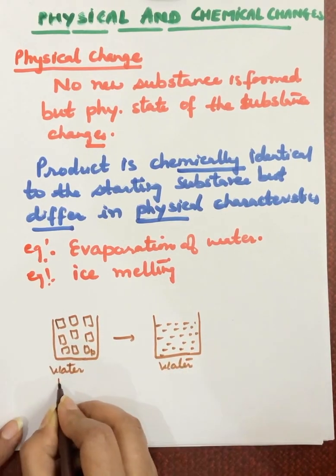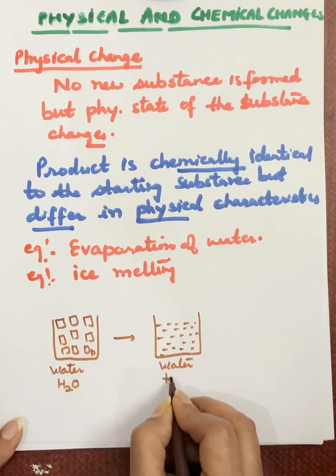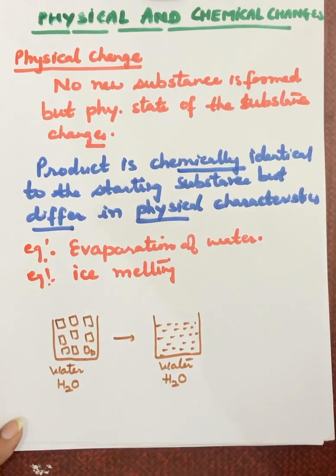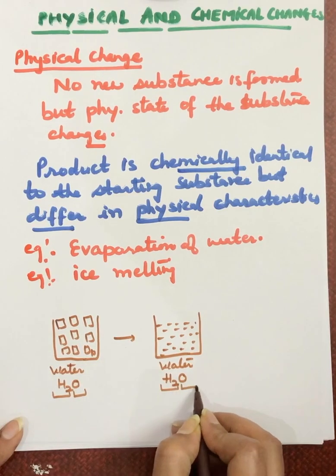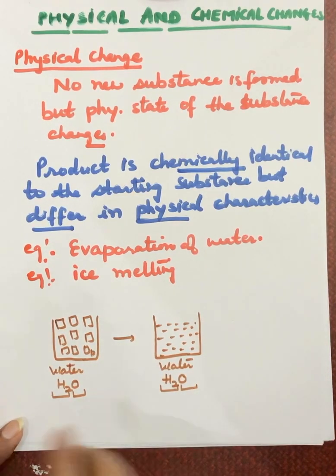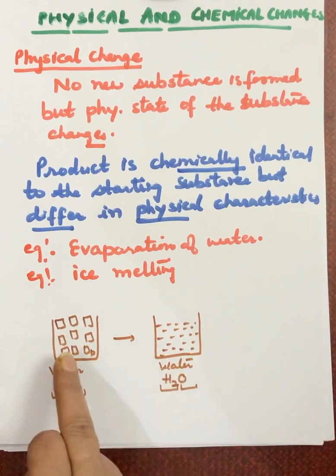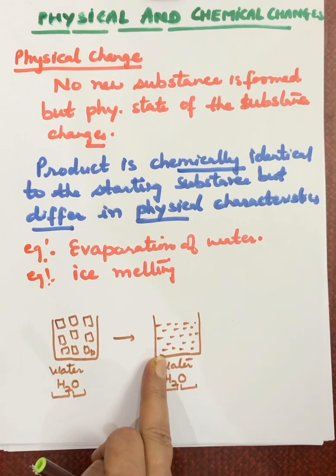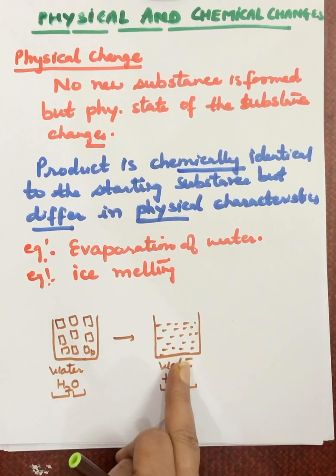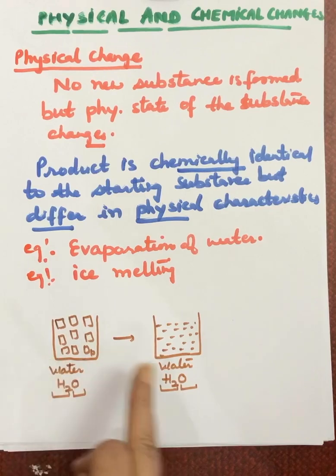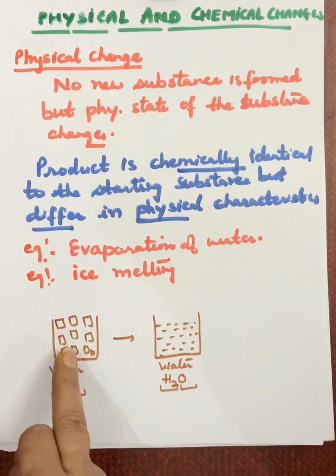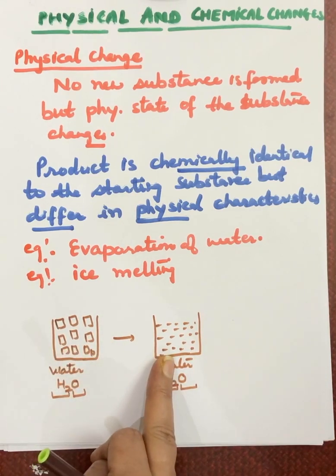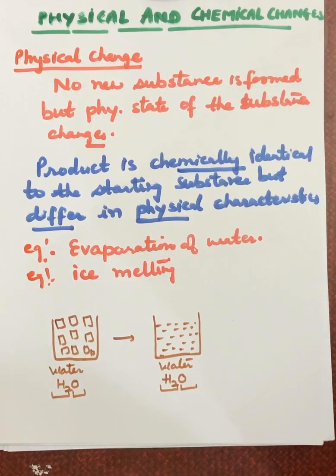Chemically its formula is H2O, and the formula of this compound is also H2O. This is also made up of hydrogen and oxygen, and this is also made up of hydrogen and oxygen. So no new substance is forming, but the physical state is different. This is in a solid state, this is in a liquid state. So the product is chemically identical to the starting substance, but they differ in physical characteristics. This is the meaning of a physical change.